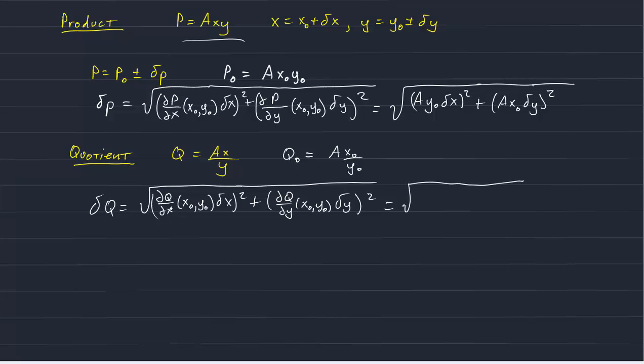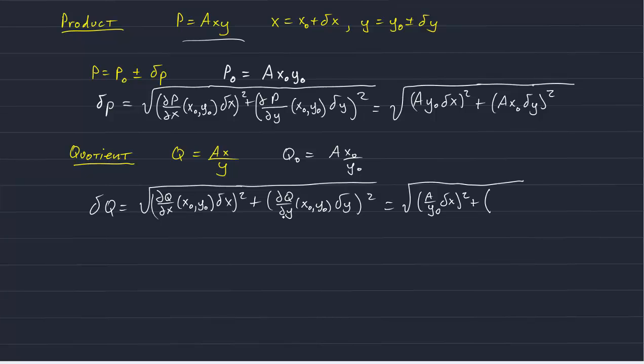So for the partial derivative of Q with respect to X, again, we take the derivative of the function in which X is only varied, and A and Y in this case would be constants. So the partial derivative of A divided by Y times X is just A divided by Y. And we multiply that, evaluated at the most probable value of Y, or our measured value, by delta X squared.